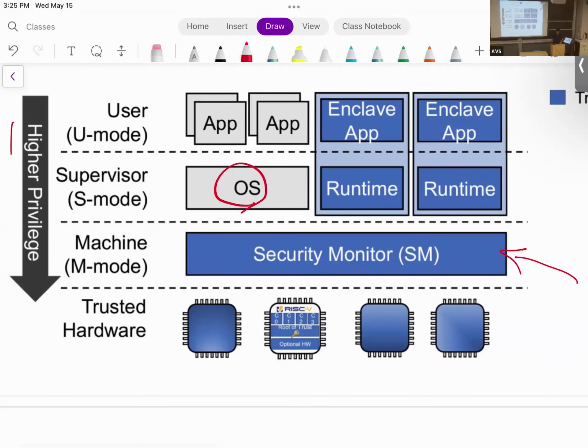Remember, I told you that we have different privilege levels. In RISC-V, we typically have 4 different levels. We have the user mode or U mode. We have the supervisor mode or S mode. We have the machine mode or M mode, and then we have the hardware itself, which is literally at the hardware level. So typically we have 3 different modes and the hardware. The SM stays at the lowest possible level, the highest possible privilege, which is the M mode. The operating system and the runtime stay at the S mode, and all the apps stay at the U mode. Okay.